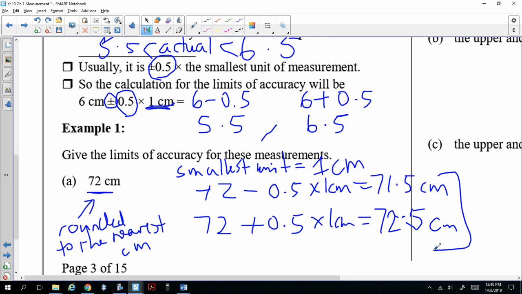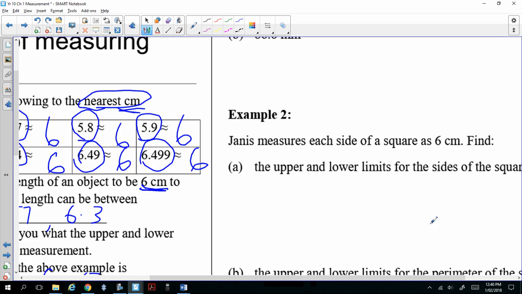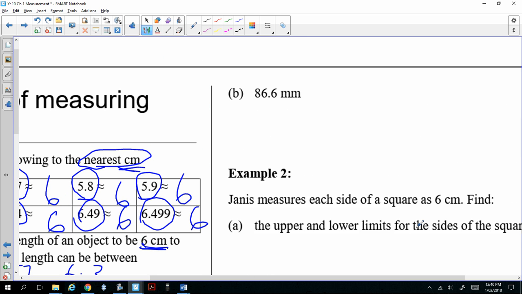All right, any questions? Right, all good, very good. So when you're ready, I'm going to do another one. We've done an example that involved a measurement being rounded to the nearest centimeter. We're now going to do an example where it is rounded to 1 decimal place, which is the nearest 1 decimal place of a millimeter.